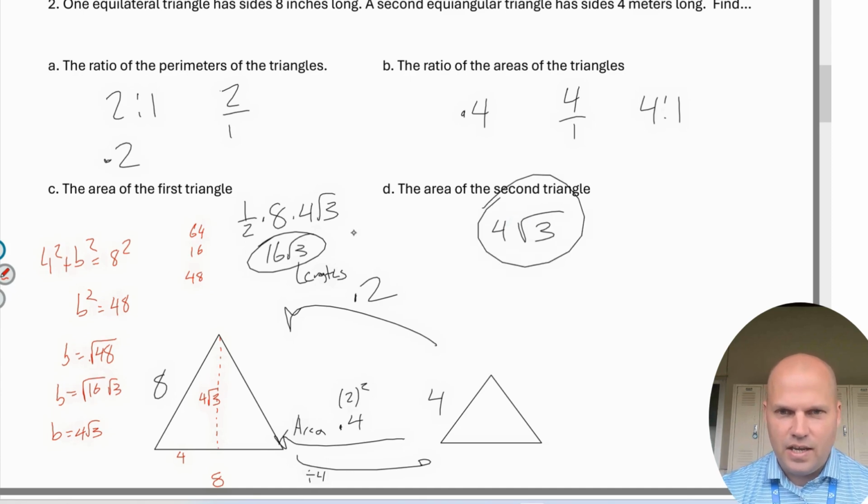I can just say, take this area and divide it by our scale factor squared. If you wanted to do it, you could. This would be 2. This would be 2 root 3. And you'd have 1/2 your entire base length of 4 times your height of 2 root 3. And look at that, you got 4 root 3.